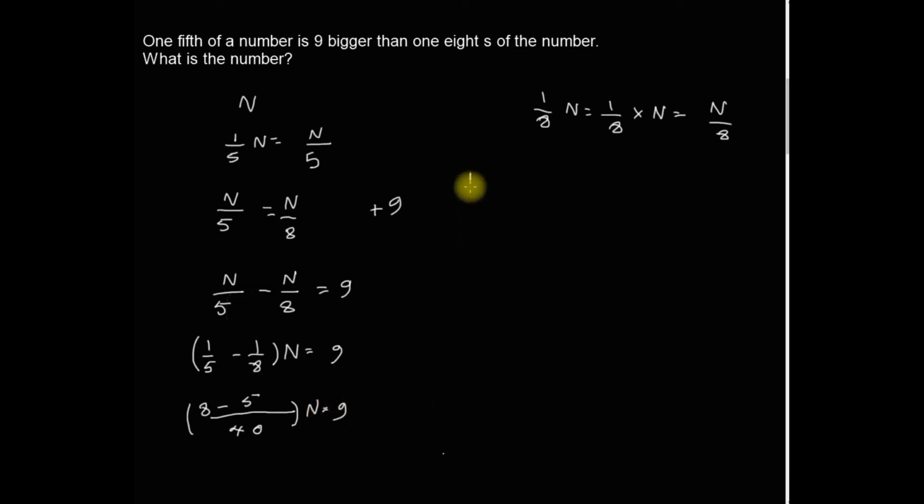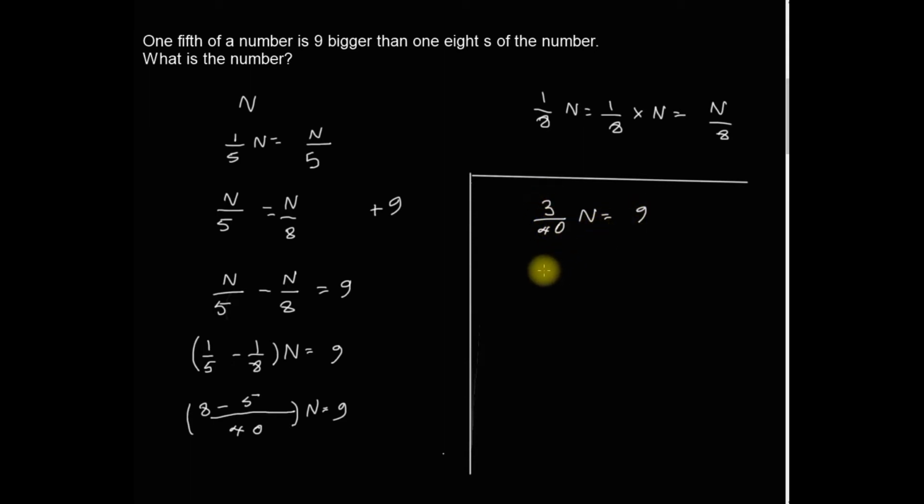If I now continue up here, I get 5 minus 8 is 3. So I have 3 over 40 of n is equal to 9. 3 over 40 times n is the same as 3n over 40. And this is equal to 9. And I can always write a whole number as a fraction. I can write 9 as 9 over 1.